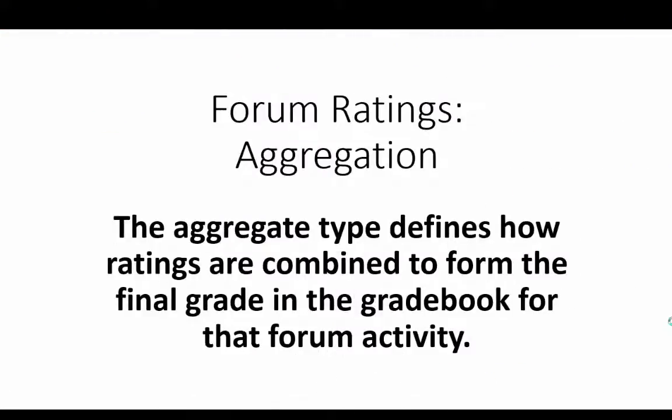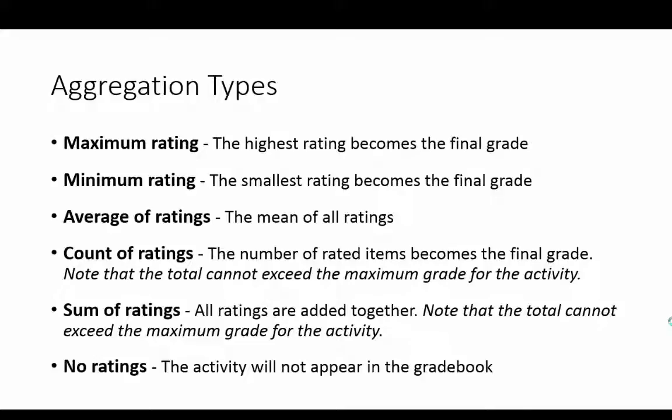The aggregation type defines how ratings are combined to form that final grade in the gradebook for that forum activity. Maximum rating, the highest rating for any of the posts, becomes the final grade. Minimum rating, the smallest or lowest rating, becomes the final grade. The average of ratings means you take all of the ratings and average them together.